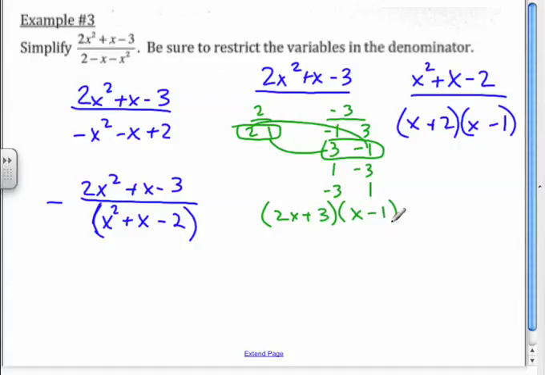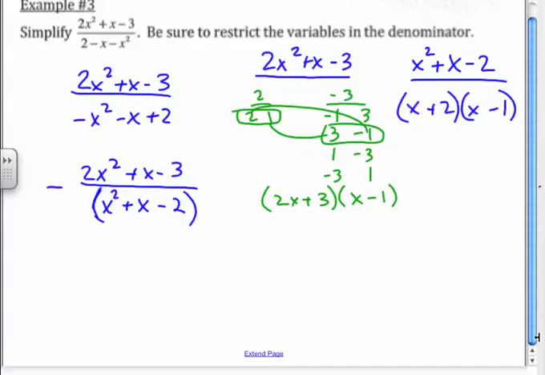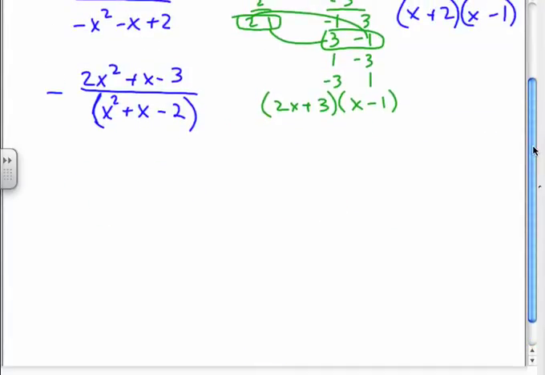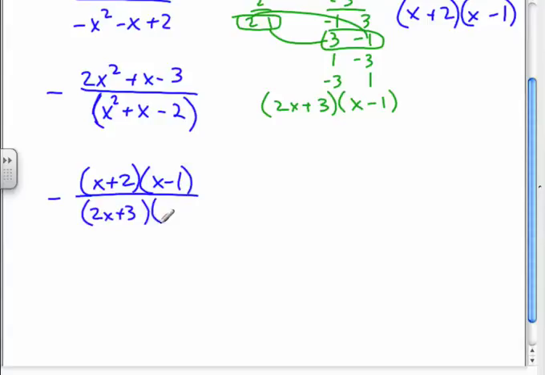All right, so let's write our new fraction. It's going to be negative, and in the numerator, x plus 2 times x minus 1 over 2x plus 3 and x minus 1.